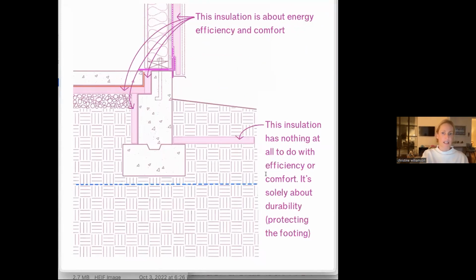This insulation here has absolutely nothing to do with efficiency or comfort. It is solely about durability. All we're doing here with this insulation is protecting the footing from that upward force. So we want to make sure that we don't let the ground freeze underneath our footing. And that's what that insulation does. It reduces heat loss from the soil right next to our building, so that we're less likely to get ice and frozen ground here that'll push our building upwards.